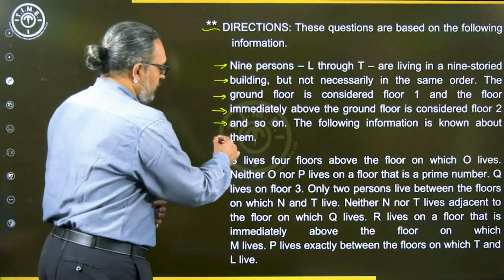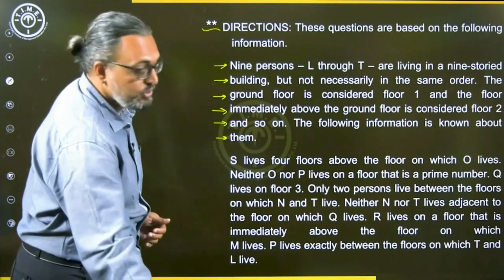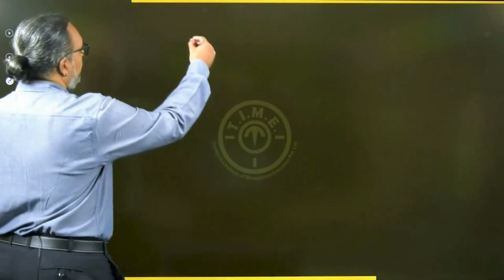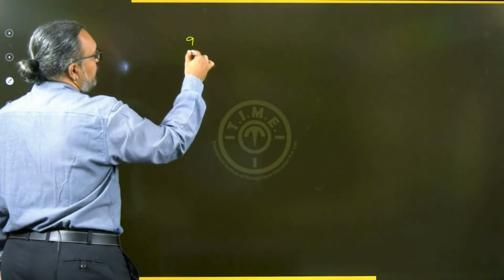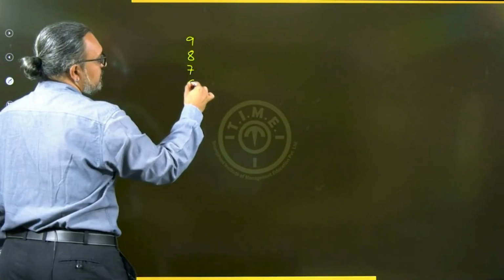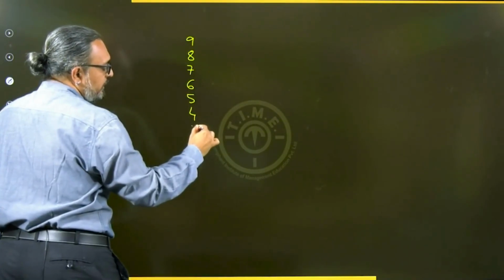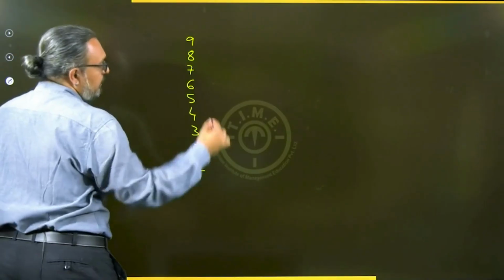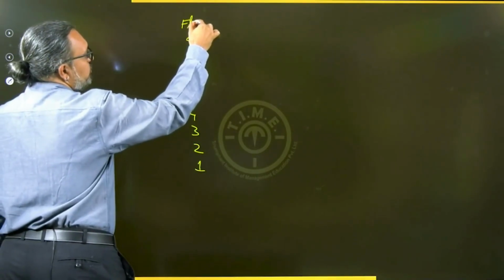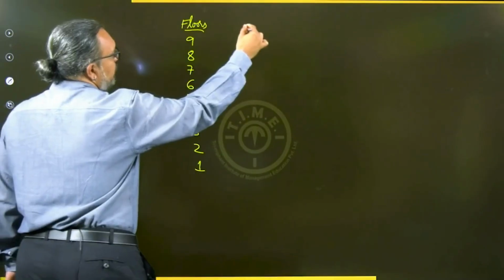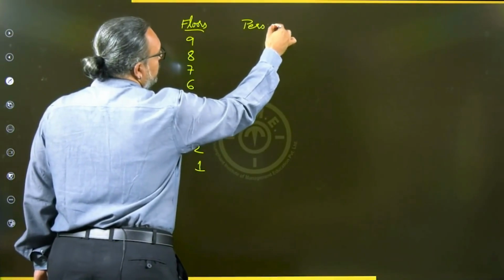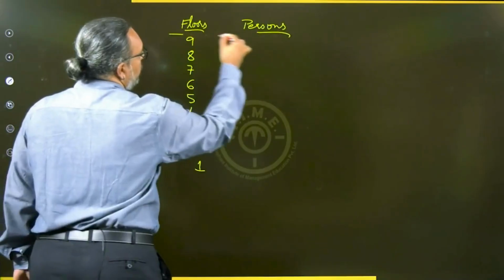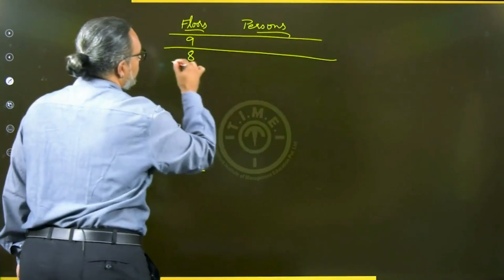Right, so let's take the floors first. We have 9, 8, 7, 6, 5, 4, 3, 2, 1. So these are our floors, and then based on that, we have our persons to be arranged on those floors.